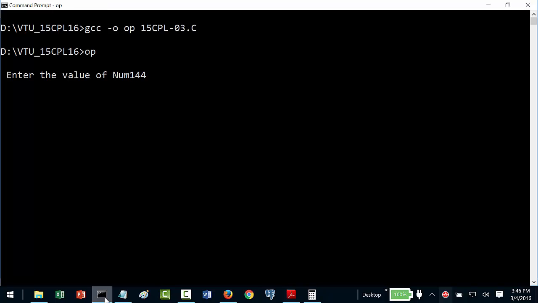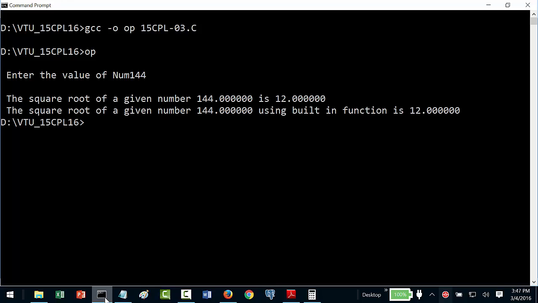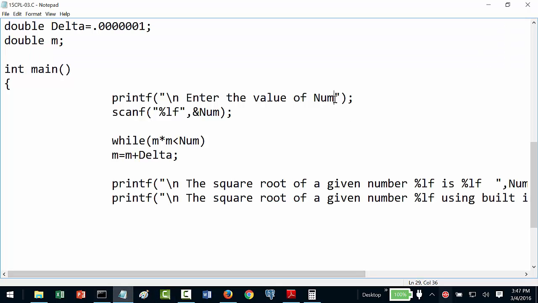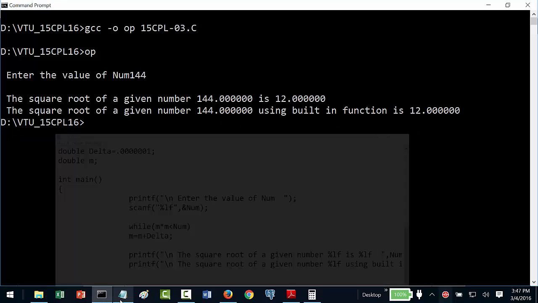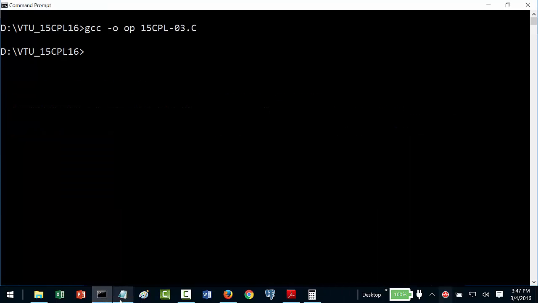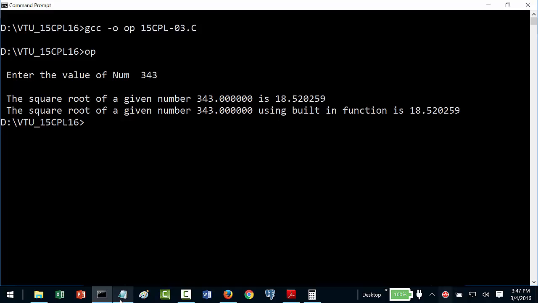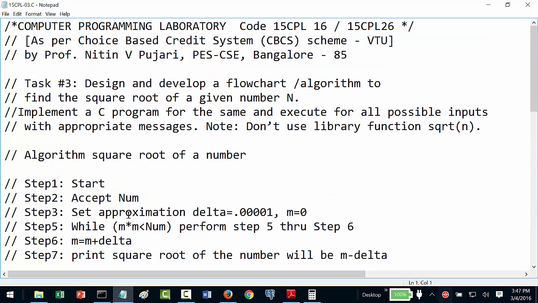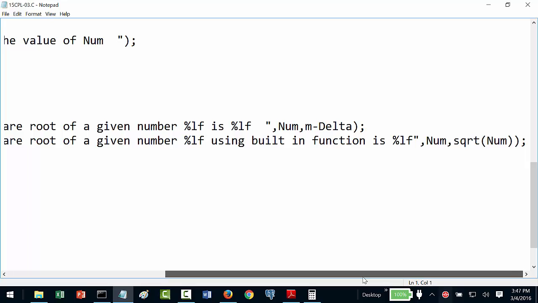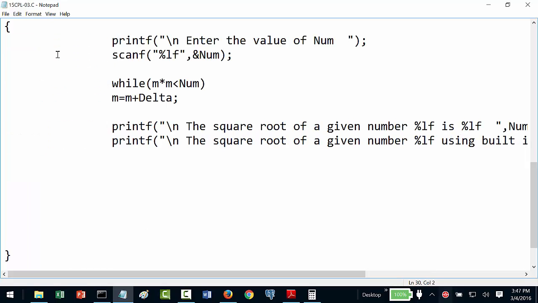Let me take 144 for example. The square root of that is 12, and this is also 12. So for perfect squares we are getting the correct answers. I've made some changes for the output to look better. Let me take 343, whose square root is 18.52, and that is also 18.52059. So this is what we mean by the square root of a number without using the built-in function. Again, we are using the built-in function only to compare our results. Hope you understood this, remaining in the subsequent lectures. Thank you very much.